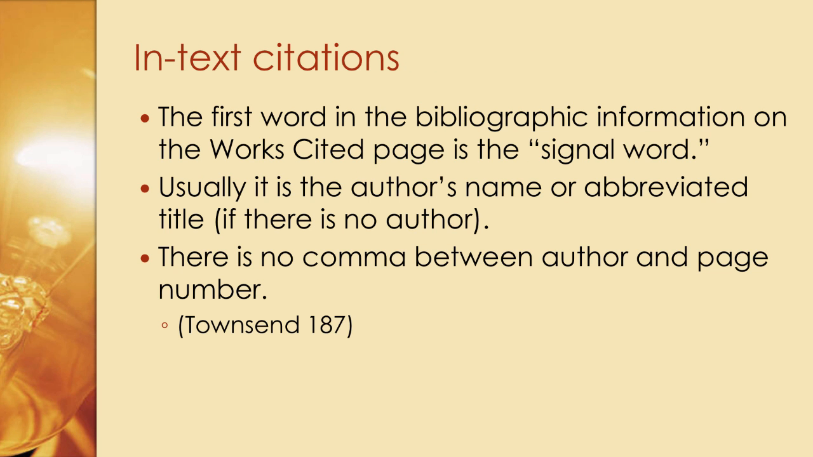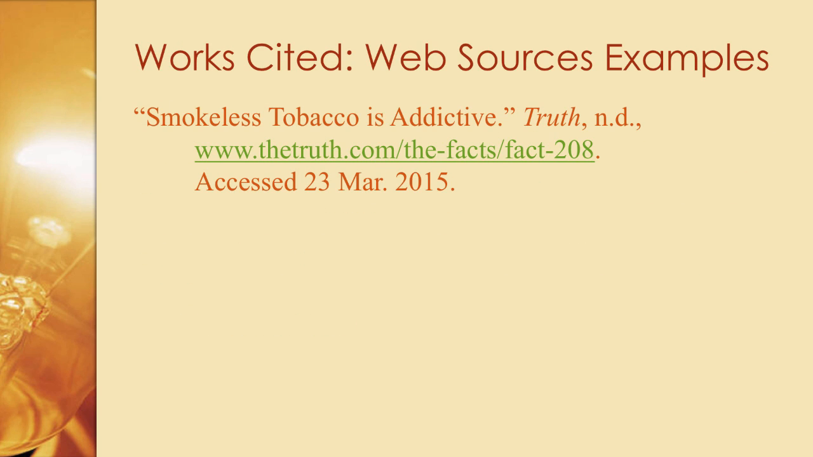So let's talk about in-text citations. The first word in the bibliographic information on the Works Cited page is the signal word. Usually it's the author's name or abbreviated title if there's no author. So for example, if we went back to this article, we might put in our parenthetical citation within the body of the text, "Smokeless," because we wouldn't necessarily want to write "Smokeless tobacco is addictive." In that case, "Smokeless tobacco is addictive" would be quoted, but if you just use "Smokeless," it would not.